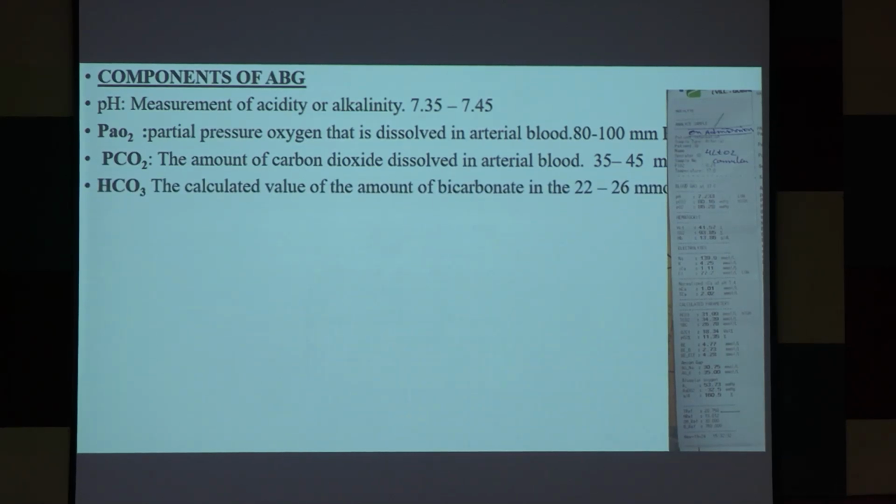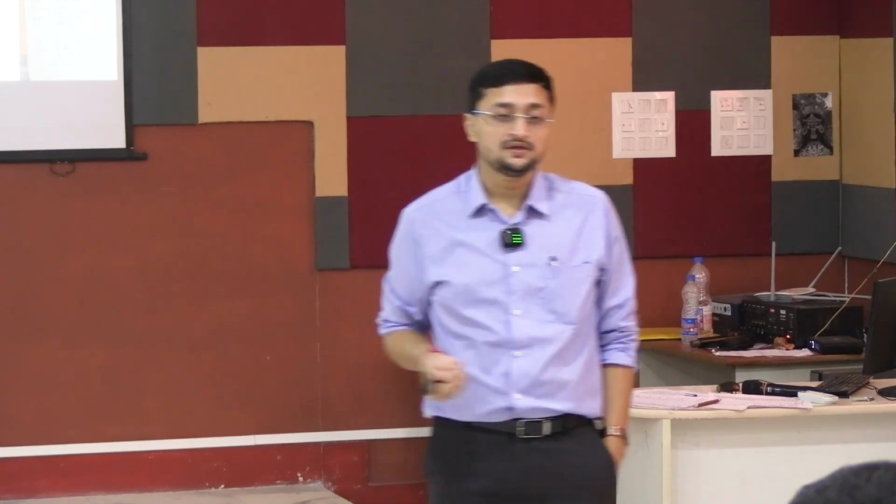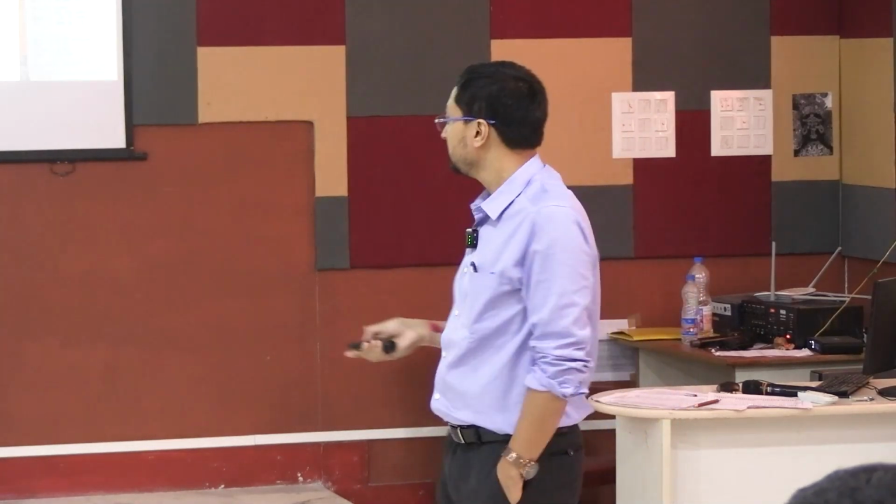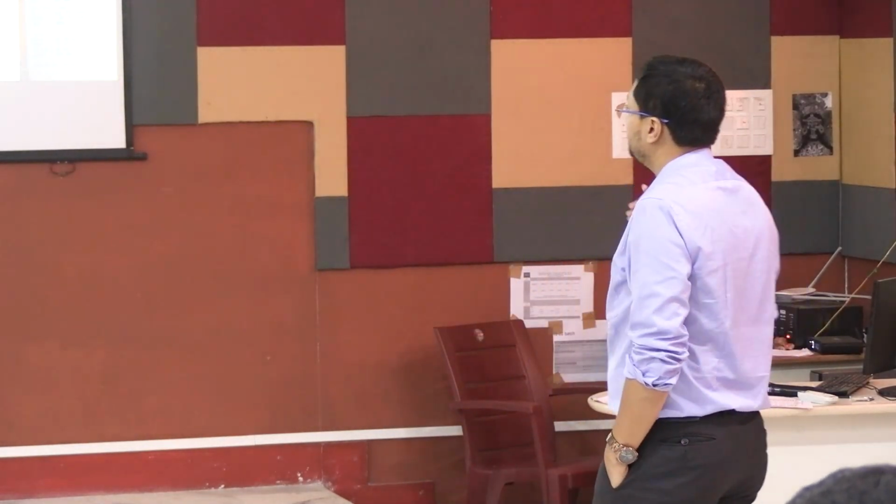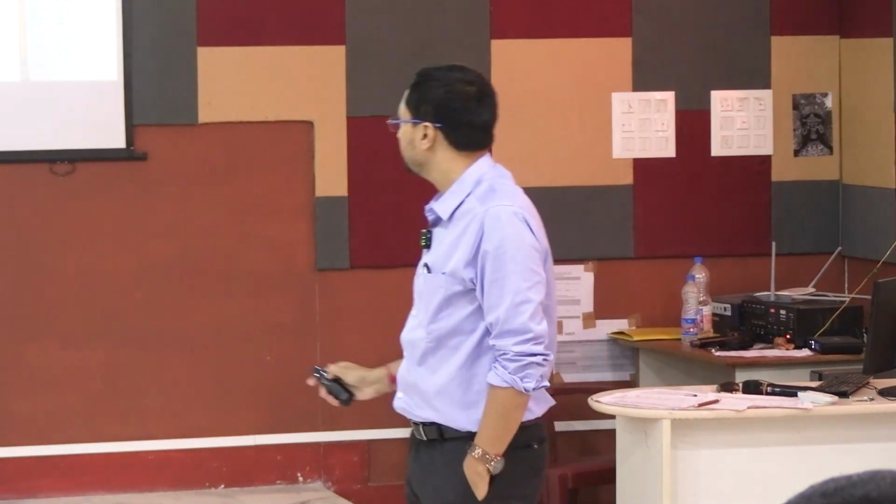Then bicarbonate. What is bicarbonate? Bicarbonate is a base, right? So it combines with H plus and makes H2CO3, right? Then H2CO3 will get dissolved into carbon dioxide and water, right? And carbon dioxide is eliminated through our expiration. So the calculated value of the bicarbonate is between 20 to 24, not 26, 24 will be the normal, 22 to 24.